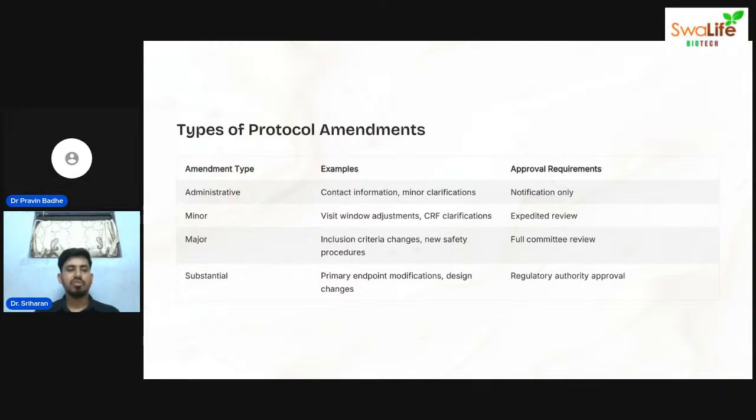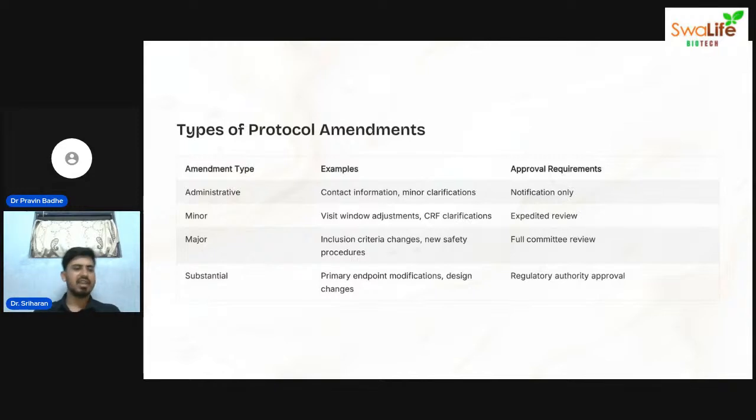Substantial means you are changing the primary endpoint. Here your primary endpoint is the safety profile, and you are changing it in a different manner. If your primary endpoint in a diabetic study is HbA1c, you are totally changing the endpoint to cardiovascular rate, or to lipid profile, like cholesterol profile. Likewise, you are modifying the primary endpoint.